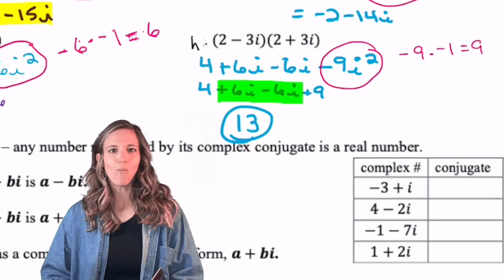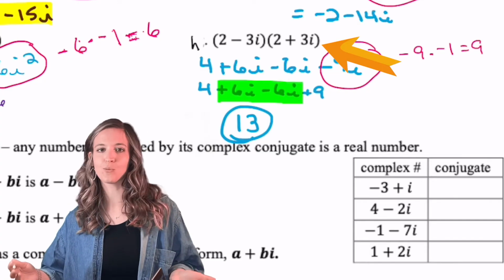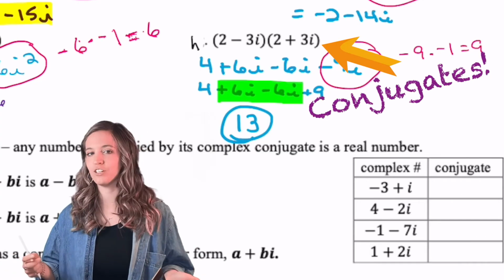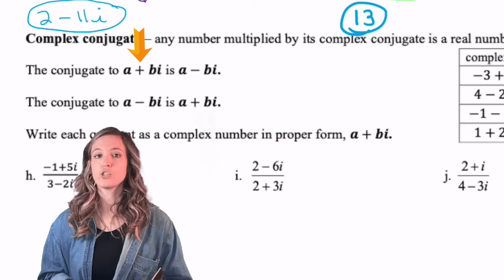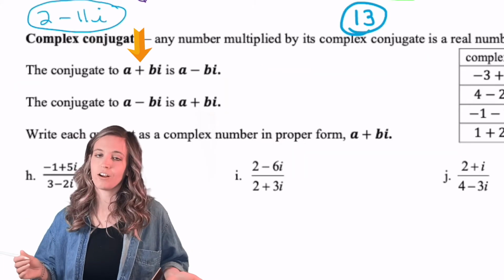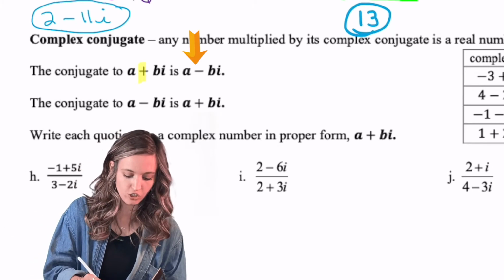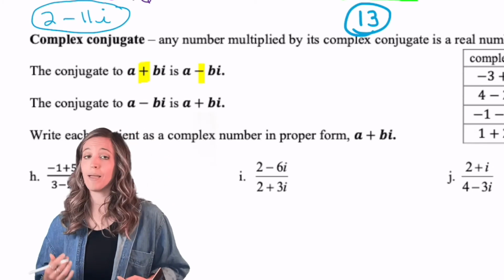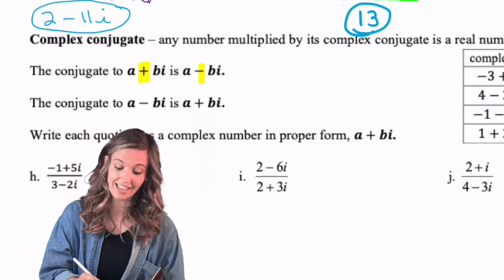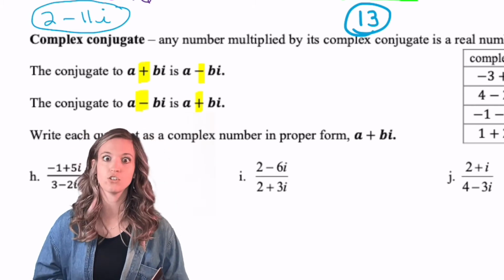Miss Ryan? Well, H, those 2 binomials were conjugates of each other, complex conjugates, so we ended up with a real number. So if we have a plus bi as our complex number, then its conjugate is a minus bi. We just changed the middle sign. If we have a minus bi, then its conjugate is a plus bi. We just changed the middle sign.